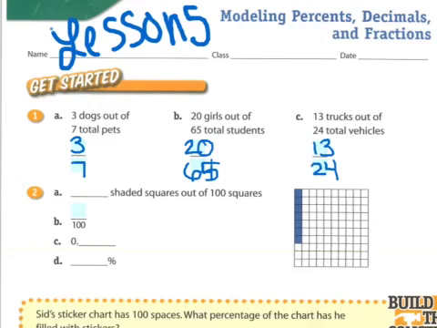In Part 2A, you see a hundreds grid over to your right. You use these a lot in elementary school. How many squares are shaded? 1, 2, 3, 4, 5, 6, 7. 7 out of 100 squares are shaded. We can write that number as a fraction, as a decimal, 7 hundredths, and as a percent, 7%.